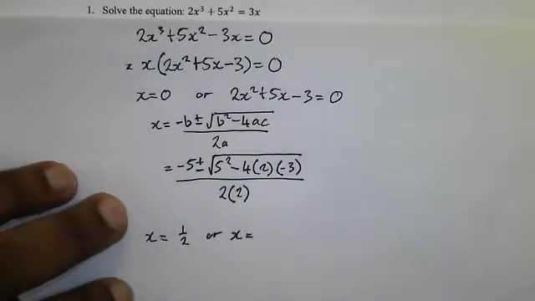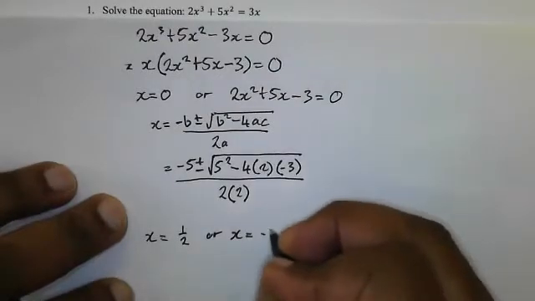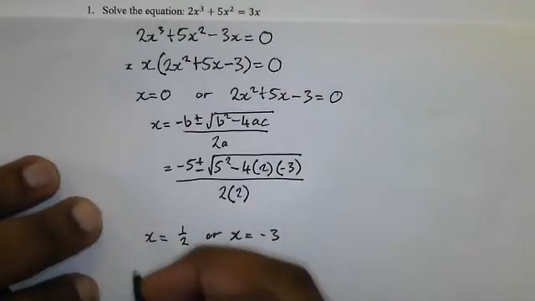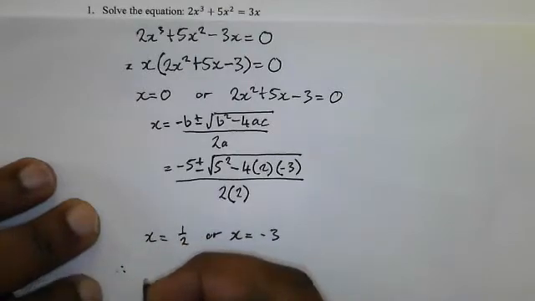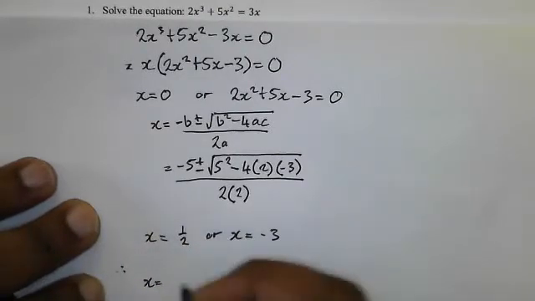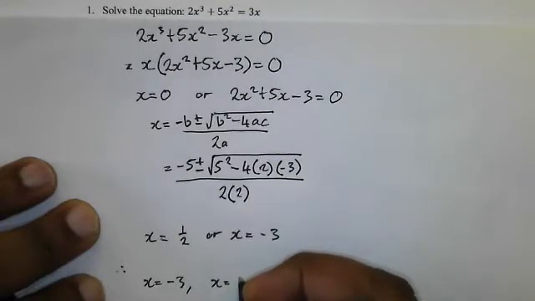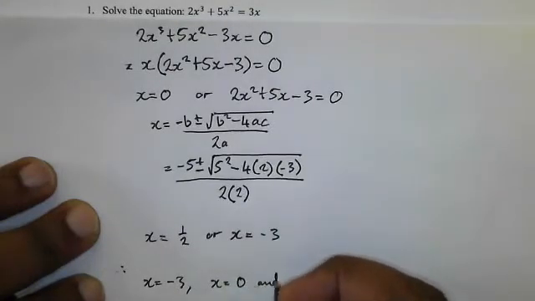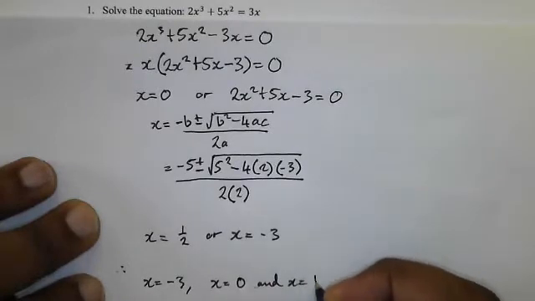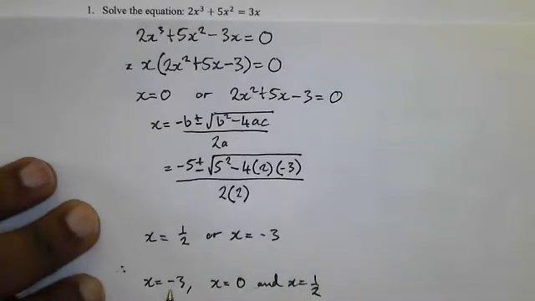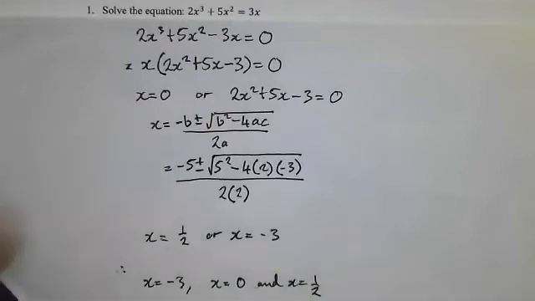X is a half and x is equal to what? Negative 3. So our roots that we have, therefore, is what? X equal to negative 3, x equal to naught, and x equal to a half. Do them by order, from smallest to biggest. Why? Because we are going to need to know how to do that when we deal with cubic graphs.